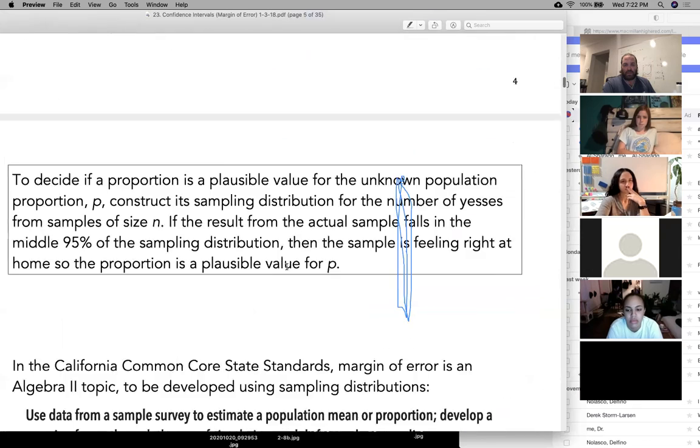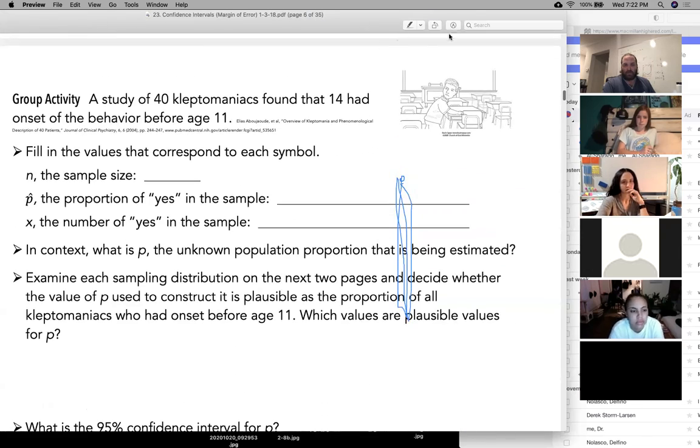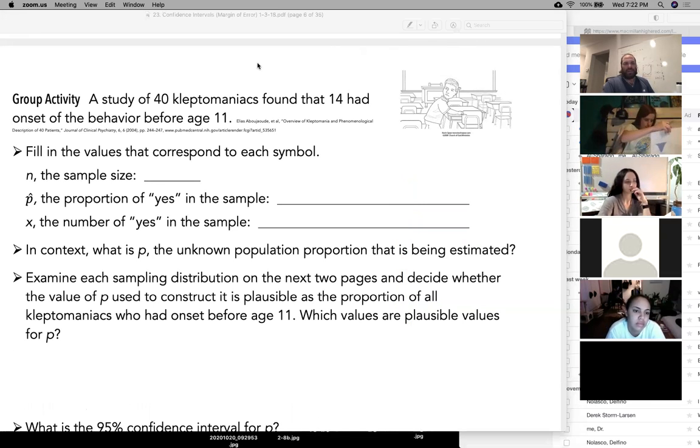Let's do the following. A study of 40 kleptomaniacs found that 14 had onset of the behavior of being a kleptomaniac before age 11.